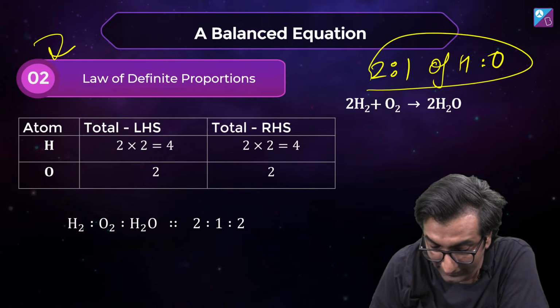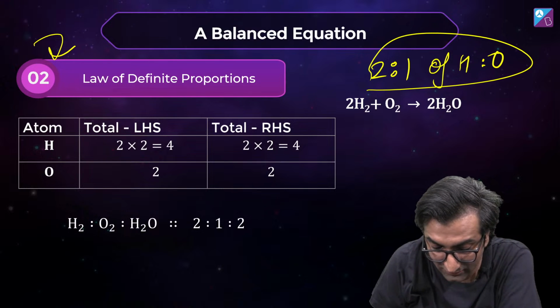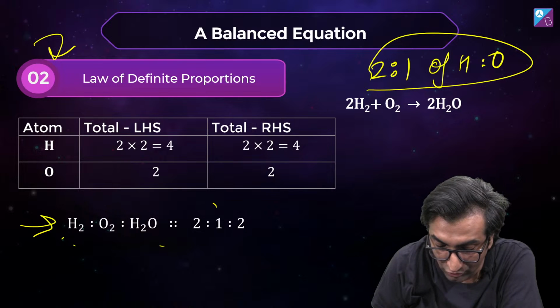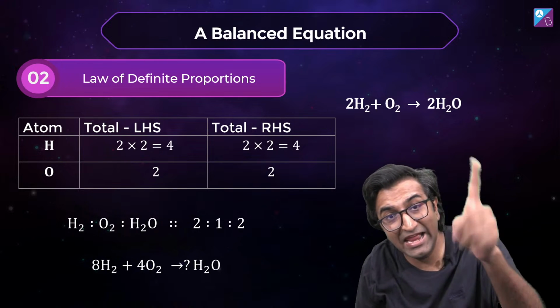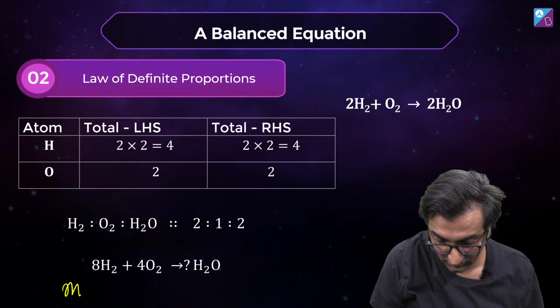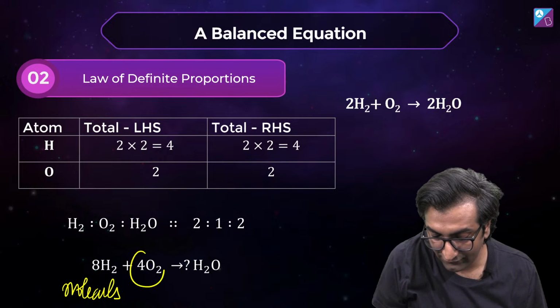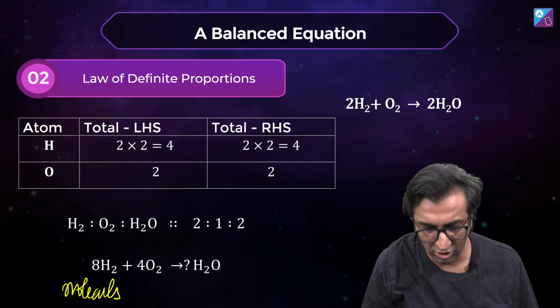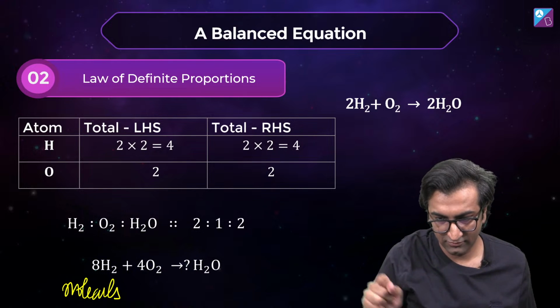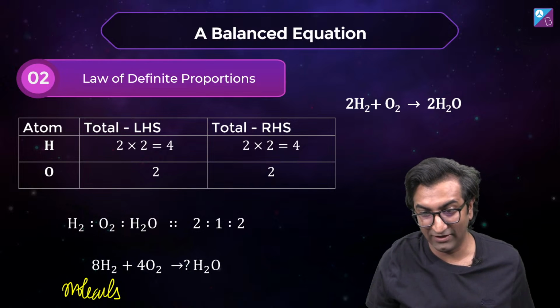And the other idea is, in the whole reaction, the reaction will always proceed in this way: 2:1 will give me 2. Which means if I take 8 molecules of hydrogen and react with 4 molecules of oxygen, how many molecules of water will I get? Quickly tell me.